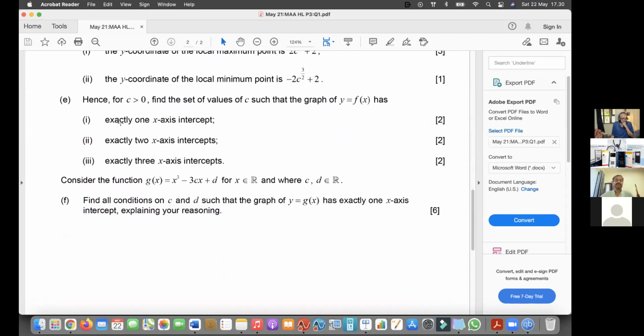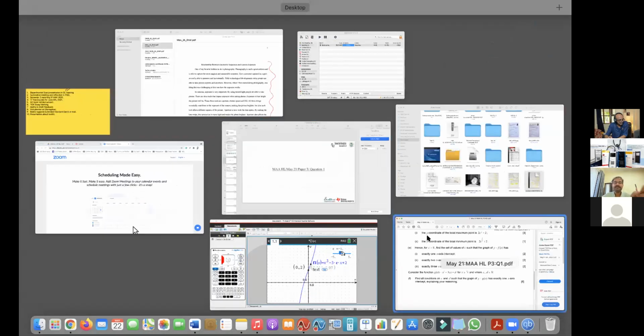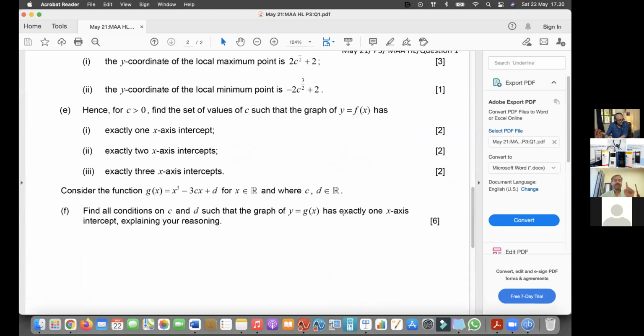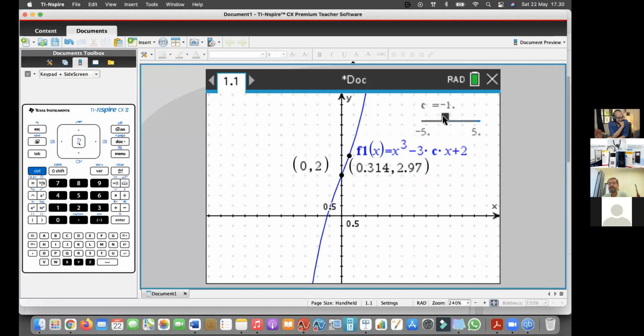Part E. Here, for c more than 0, find the set of values of c such that the graph of y is equal to f(x) has exactly 1 x-intercept, exactly 2, and exactly 3. So let's go back and see what the calculator has to offer in this one. Okay, let's read the question once again. c is more than 0. So find the values of c such that the graph of this has exactly 1 x-intercept, 2 x-intercepts, or 3 x-intercepts. Lovely. Exactly 3.